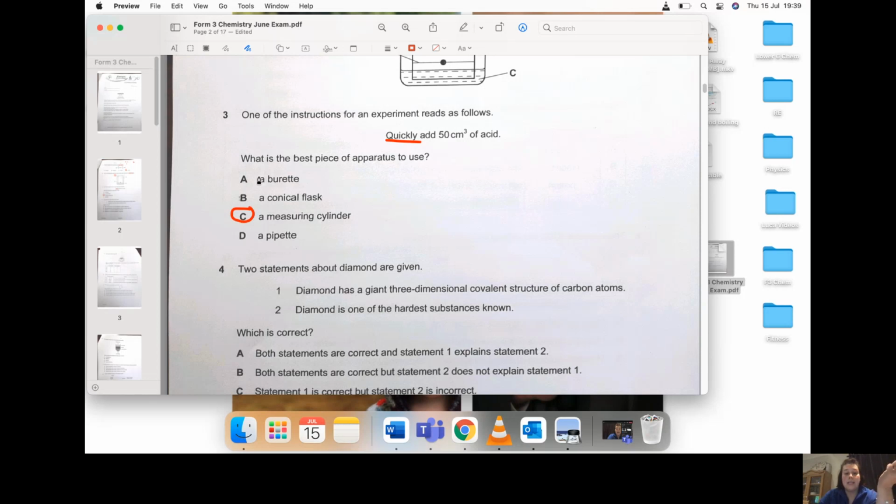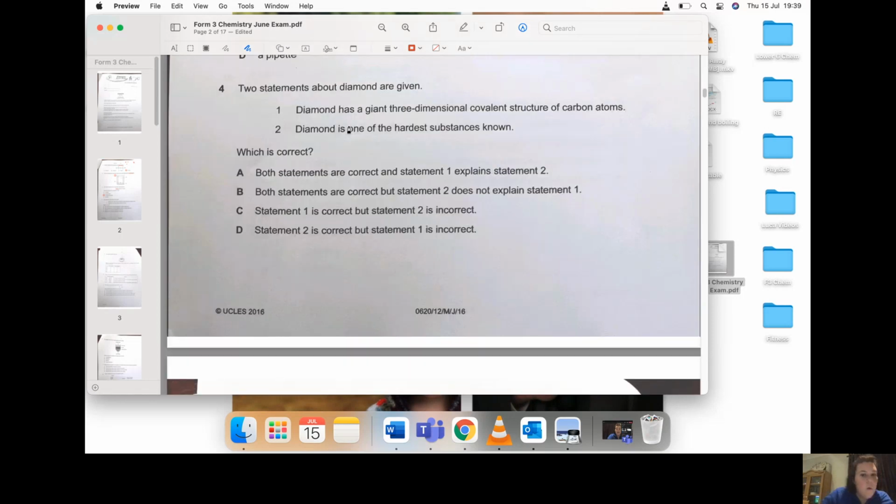The reason is a burette takes a while because it drips. A pipette takes a while. Yes, it's a lot more accurate, but they're not asking you for accuracy. They're asking you for speed. How do I quickly add 50 centimeters cubed? Measuring cylinder, 50 centimeters cubed, add it in. A burette takes time. A pipette takes time. They wanted to know quickly.